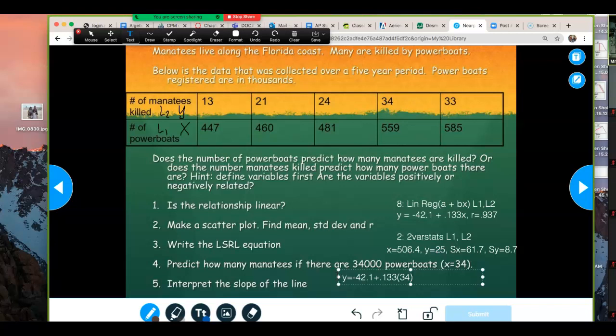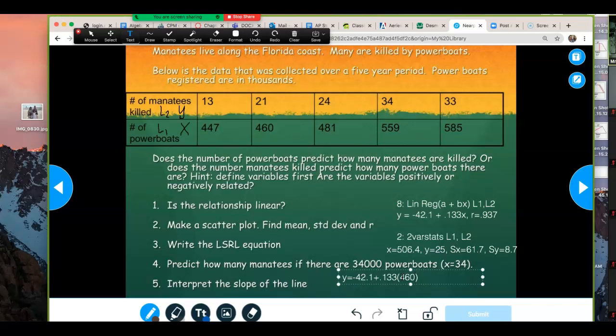And that doesn't make any sense. We can't have negative numbers. The number of manatees is a positive number. So 34 doesn't make any sense because that's extrapolating. We need, like I said, a number inside the data set. So I want to use when x is 460. So let's see what that makes.